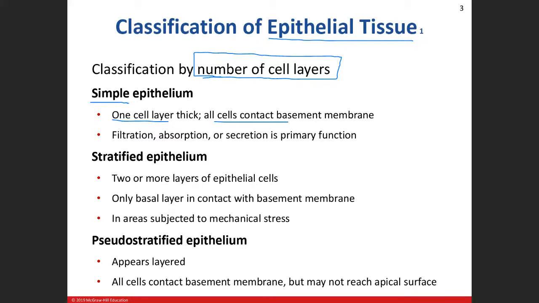Some of the houses here in Greenville are built on slabs. Does anyone here live in a house that is built on a slab? I've got a crawl space. So think of that slab as the basement membrane. The epithelium will then be on top of that basement membrane. So here's the slab, and then on top of it, we have cells that are all stuck together, and that's going to be our simple epithelium. So just keep that in mind.